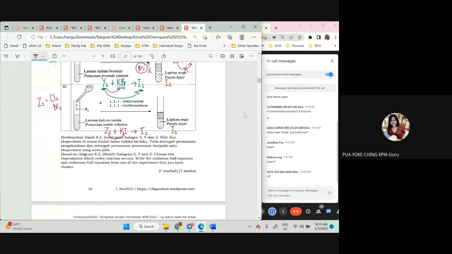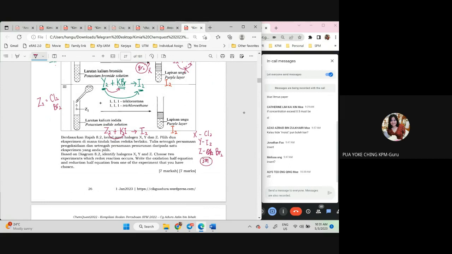So, we accept when the students write X is Cl2, Y is I2, and they write the Z Cl2 again. Tak ada masalah. Tapi kalau you tak nak yang sama, sebab you assume dia benda-benda yang sama, so your Z will be the Br2 lah. Okay, your Z will be the Br2. Soalan ni 7 markah. Tulis X, Y, Z saja dah 3 marks.